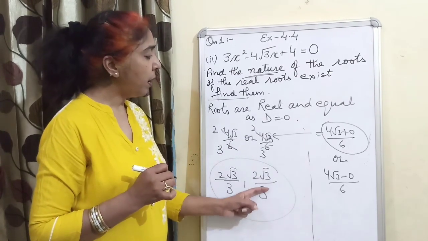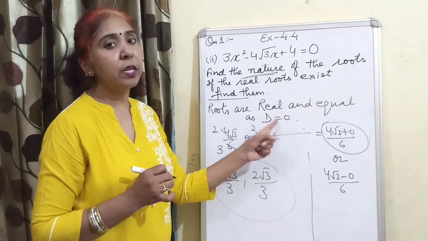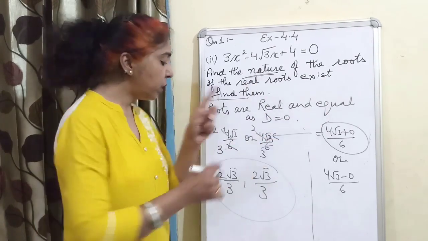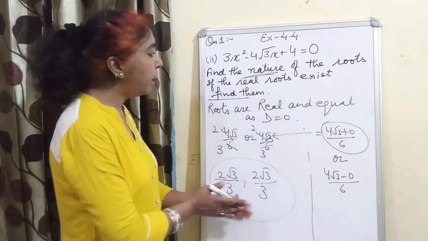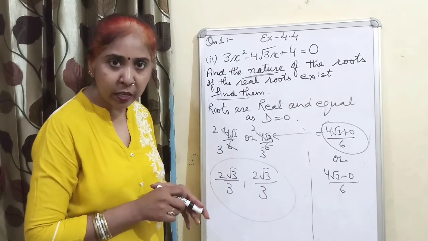So from here on you have to keep this in your mind: whenever the value of d is 0, roots are real and equal. So this is the answer of the second part. Now you will have to try the third part by yourself.